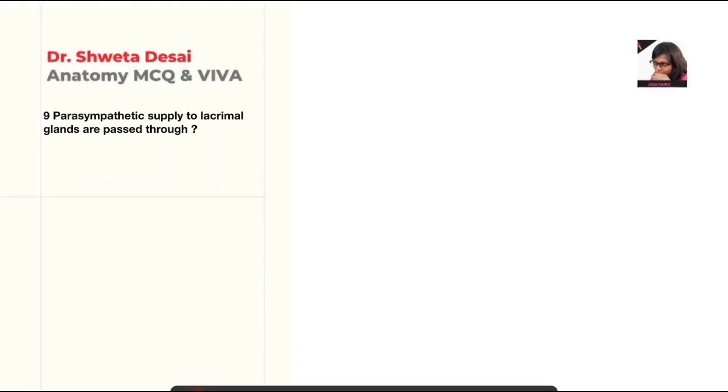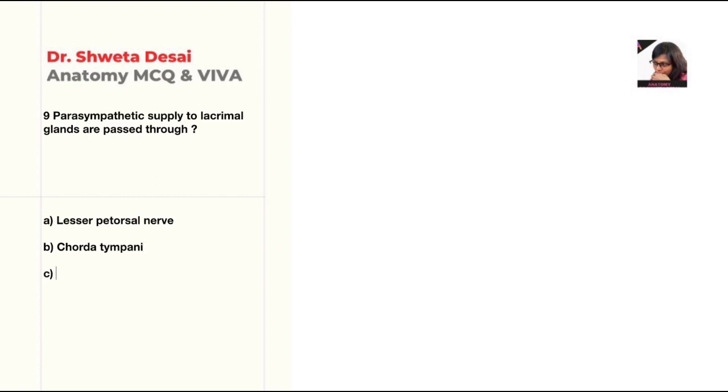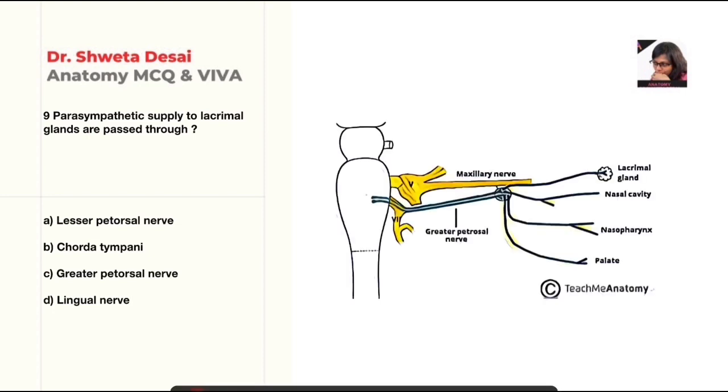Next question, question number 9. Parasympathetic supply to lacrimal glands are passed through. Options are A, lesser petrosal nerve, B, chorda tympani nerve, C, greater petrosal nerve, and D, lingual nerve. So here for the lacrimal gland, the ganglion related to it is the pterygopalatine ganglion, and preganglionic fibers arise from the greater petrosal nerve, which is the branch of the seventh cranial nerve, that is the facial nerve. So here the correct answer is C.